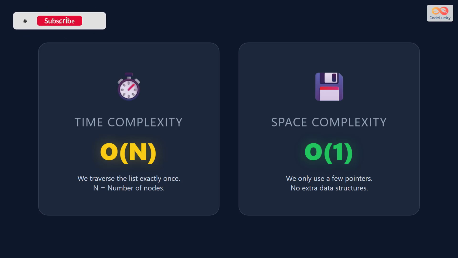This algorithm is efficient. The time complexity is O(n) because we traverse the list exactly once. The space complexity is O(1), or constant space, since we only use a few pointers and do not allocate any new data structures.